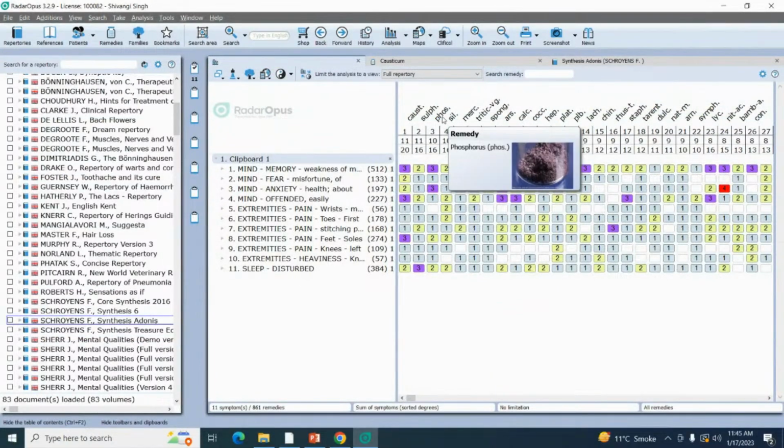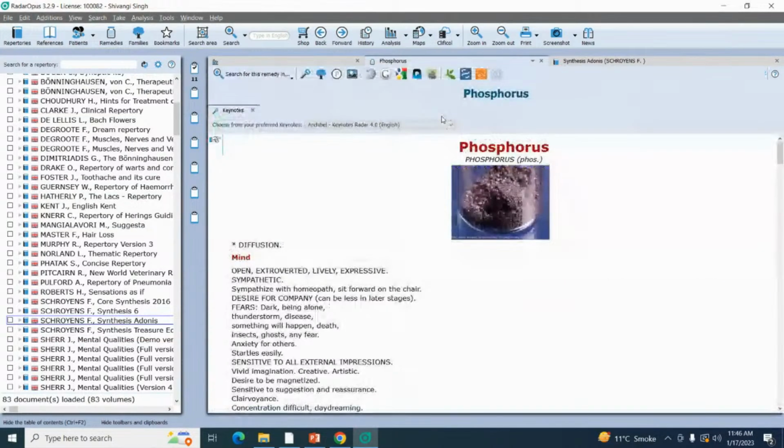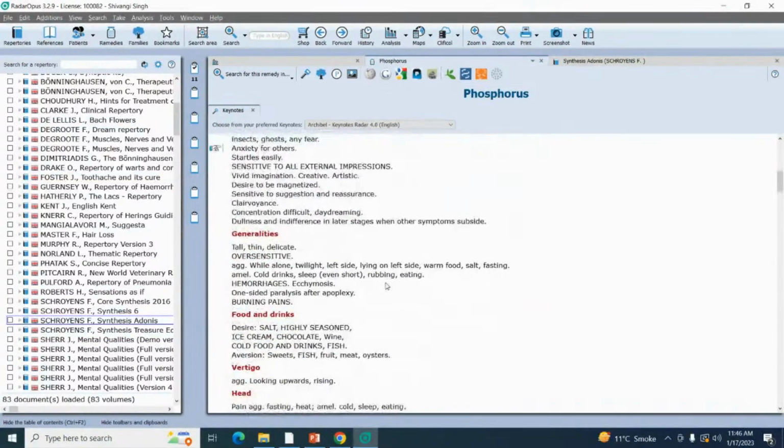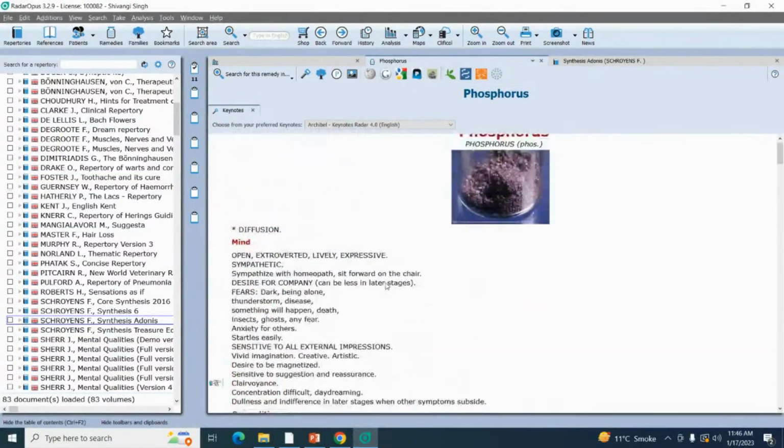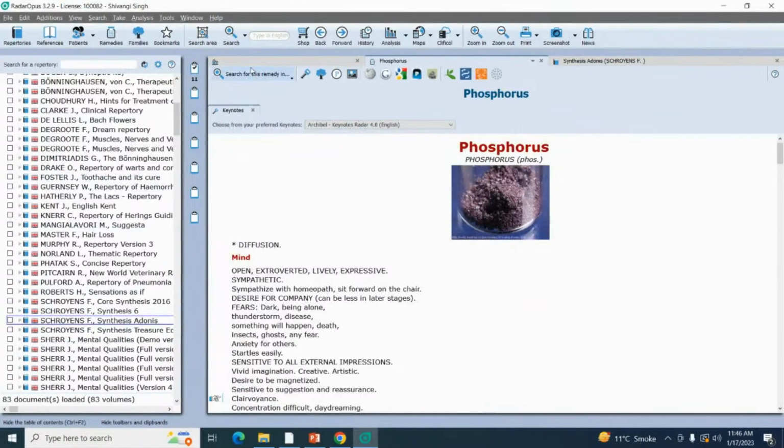Suppose you want to read your Phosphorus. So just double click on Phosphorus. Phosphorus will open on the main display screen with a multimedia image of the plant. You can read it by scrolling like this. I'm going back to my analysis.